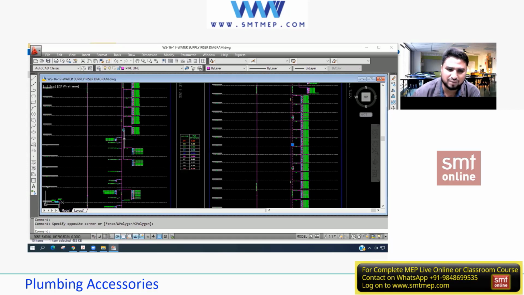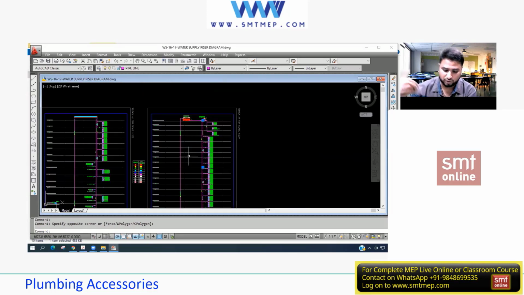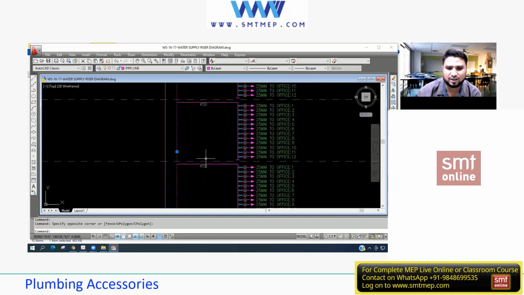I'm not having any PRVs over here because I'm not getting the pressure that is required, in the sense that it is within the range. If it is exceeding the range, as per the standard code we are following, I need to install one PRV over there. So now I need to find out the pressure exerted at the bottom. That means what is the pressure acting over here?